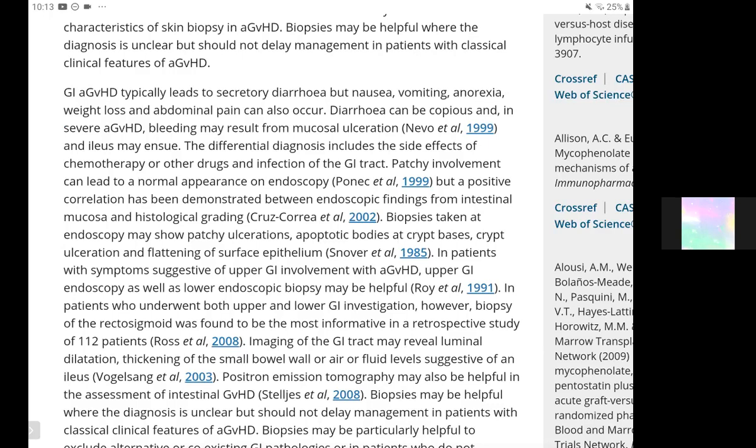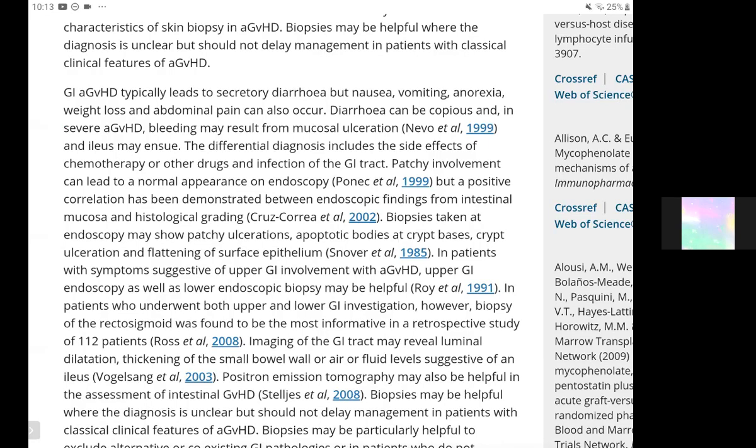Now, GI acute GVHD typically leads to secretory diarrhea, with nausea, vomiting, and diarrhea with headache. This diarrhea is mostly secretory in nature, and it can be copious in severe GVHD, and bleeding may also occur. Initially it may be watery, but later on it could be mucoid, copious and foul smelling, with bleeding, and blood stained diarrhea may also occur.